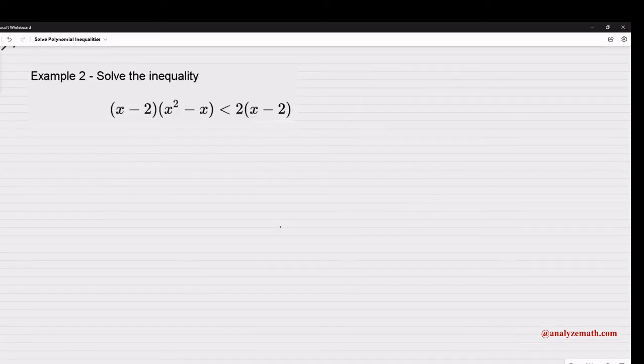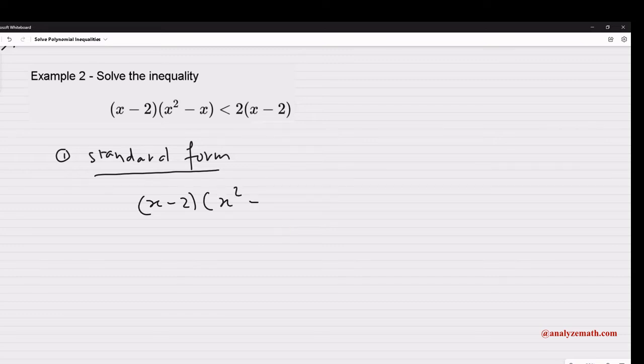Let's now look at example number 2. So again, the first step, standard form. One side equal to 0. So the above can be written as x minus 2 times x squared minus x minus 2, x minus 2, less than 0.